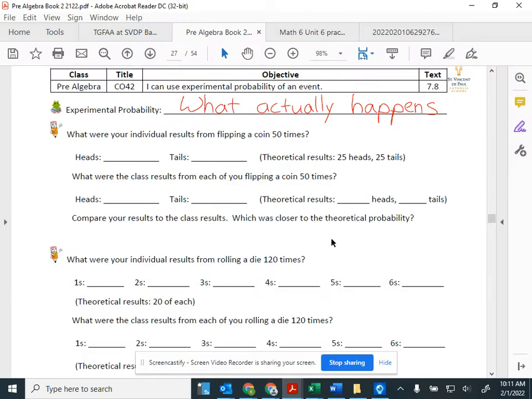Okay, today we are continuing with theoretical probability, and now we're learning about experimental probability. Yesterday we learned that theoretical probability is what should happen. Today's experimental probability is what actually happened. So our work from yesterday, we're going to use that data for today. You were to write down what your heads and tails actually were. We know the theoretical was 25 heads and 25 tails.